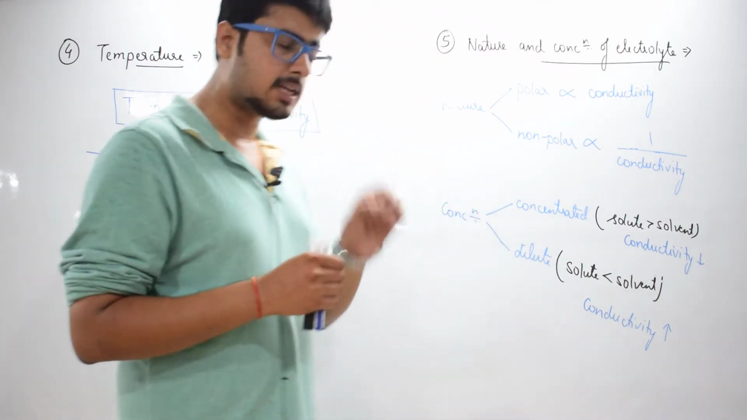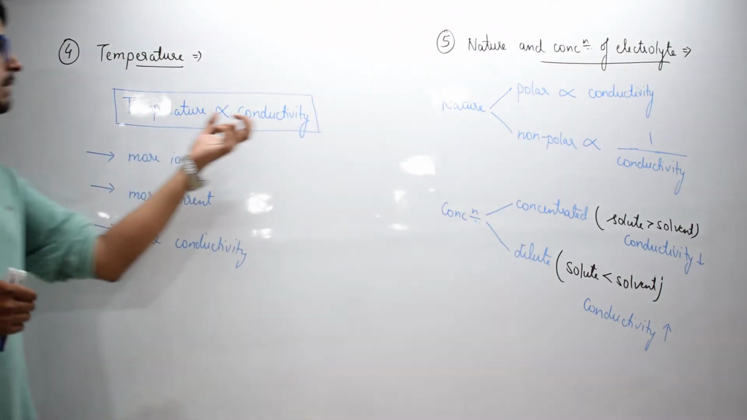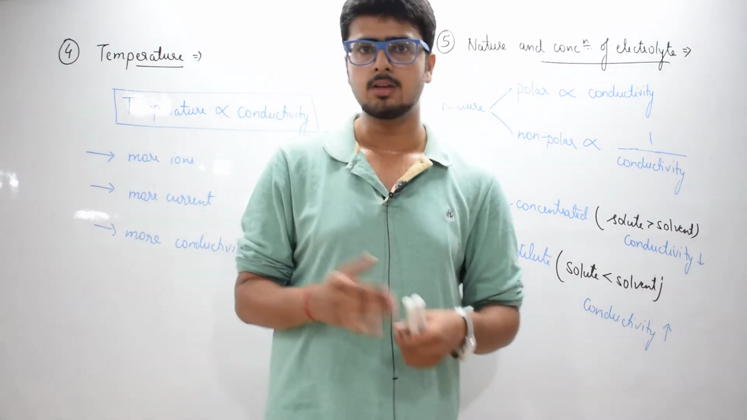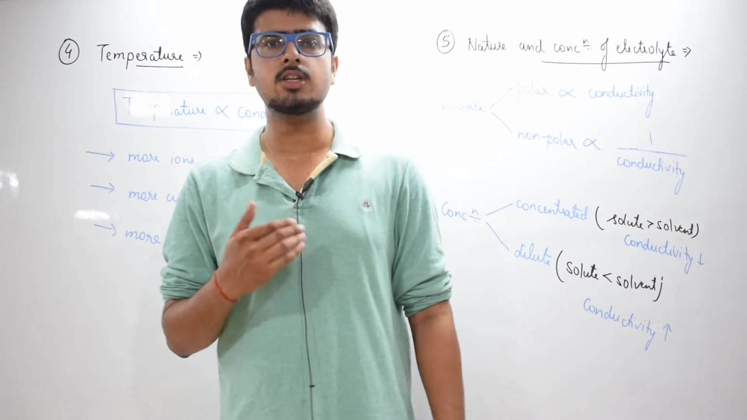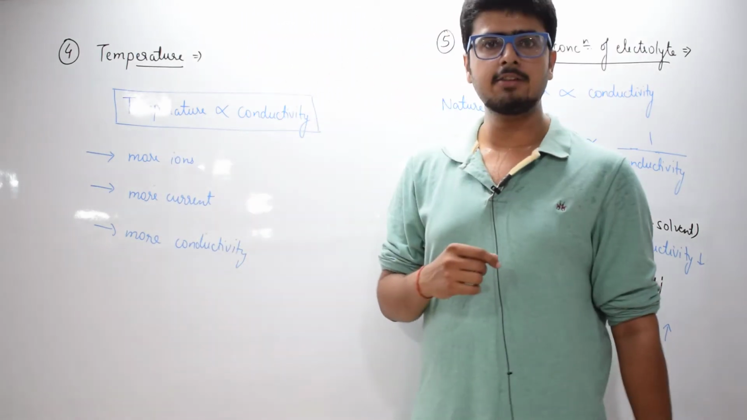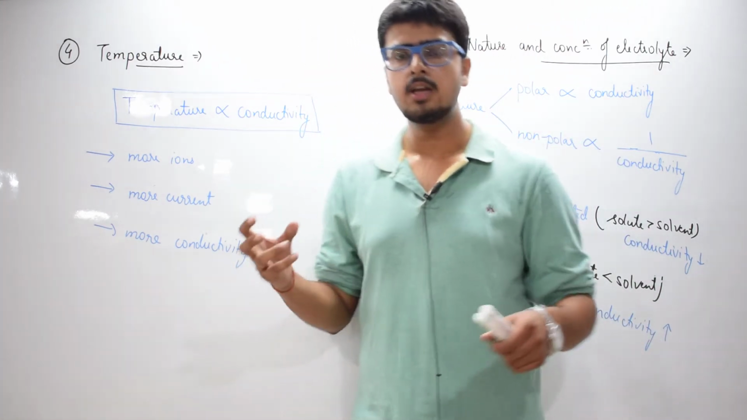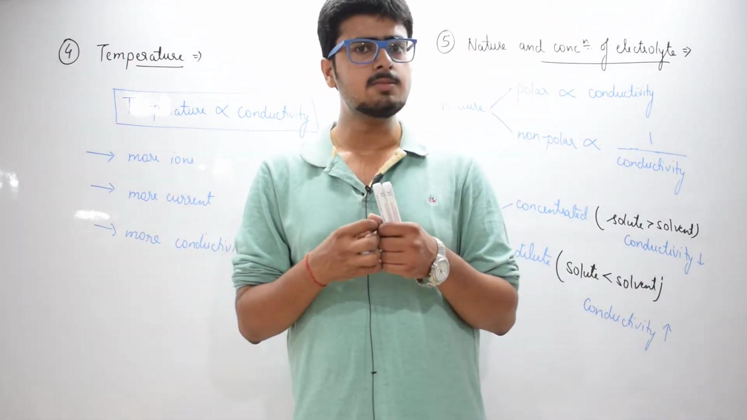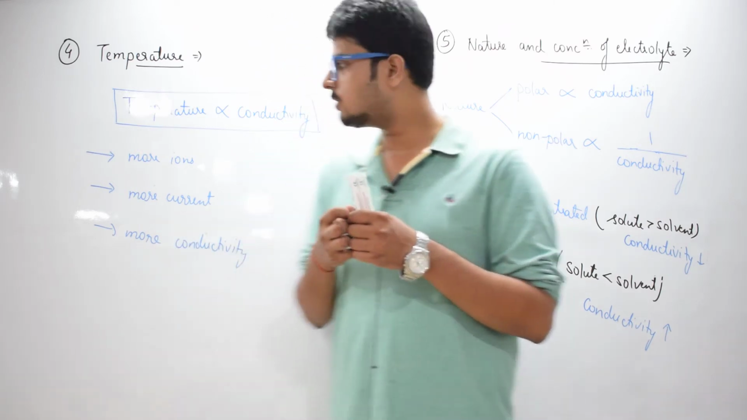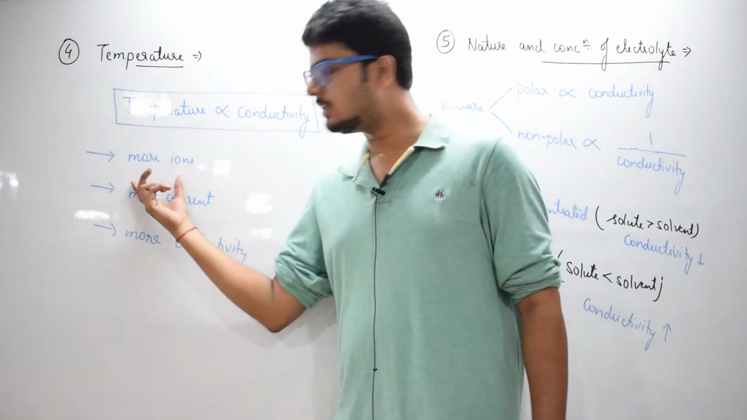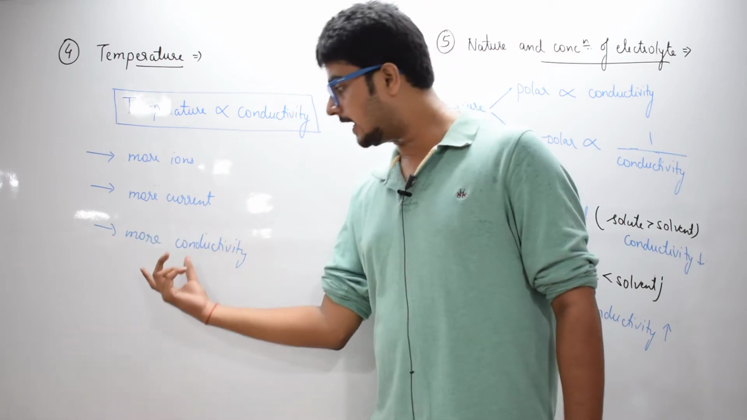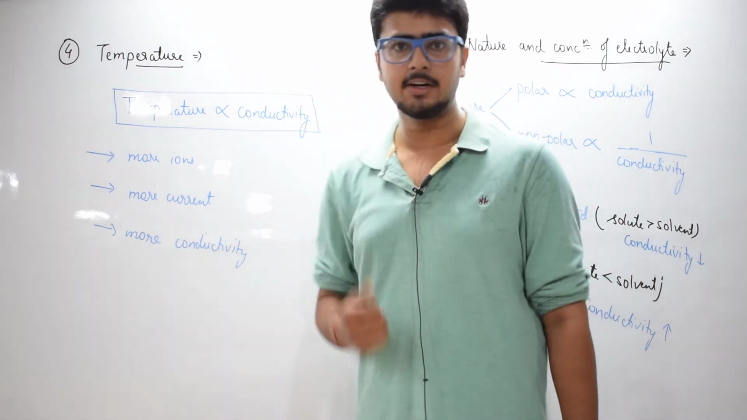The fourth point was temperature. Temperature is directly proportional to conductivity, and conductivity means the ability to conduct electricity. More is the ability to conduct electricity, more will be the conductivity. So, temperature is directly proportional to conductivity, because when temperature increases, the kinetic energy of the molecules increases, and hence the random collision between molecules also increases. So, when temperature increases, more ions are formed, more will be the value of current, and at last more will be the conductivity.